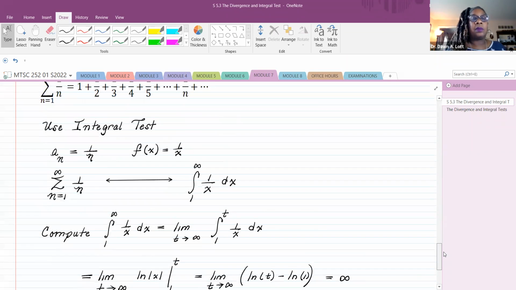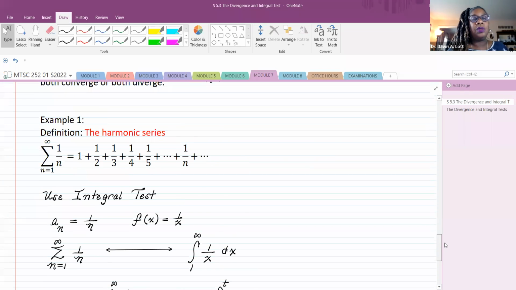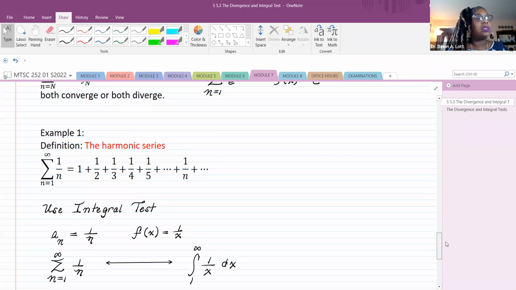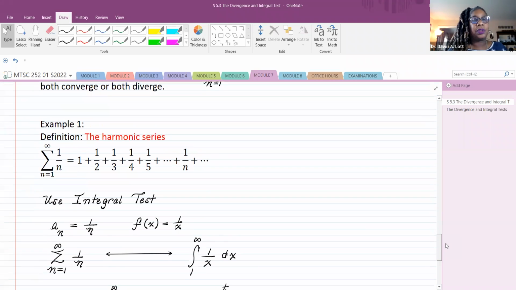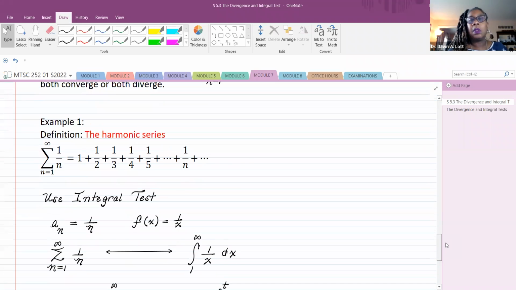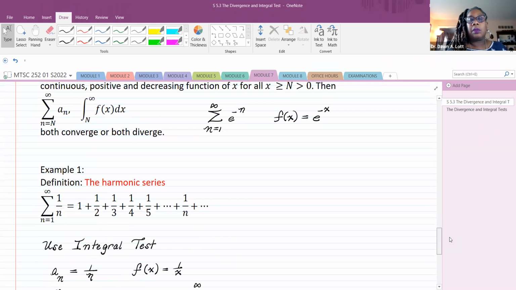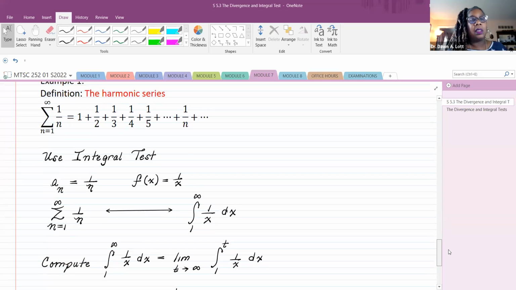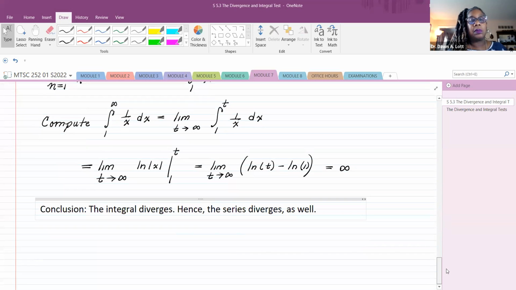Any questions? So now you need to remember the harmonic series always diverges. 1 over n will diverge. Any questions? The next one's a little bit more challenging.